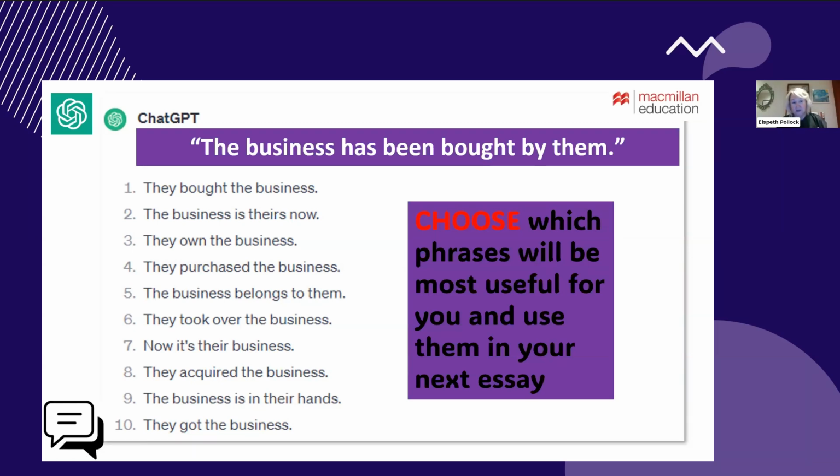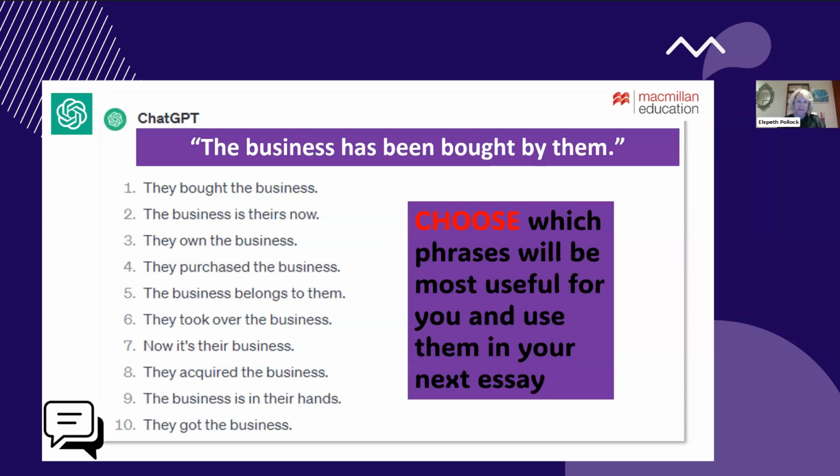So for example, with these particular sentences, number 7, my students thought that was really boring, not particularly useful. They didn't like it. Okay, fine. But one or two of them really did like number 9 because they liked the expression in their hands. So that was the expression that they were going to try and use in their next writing.